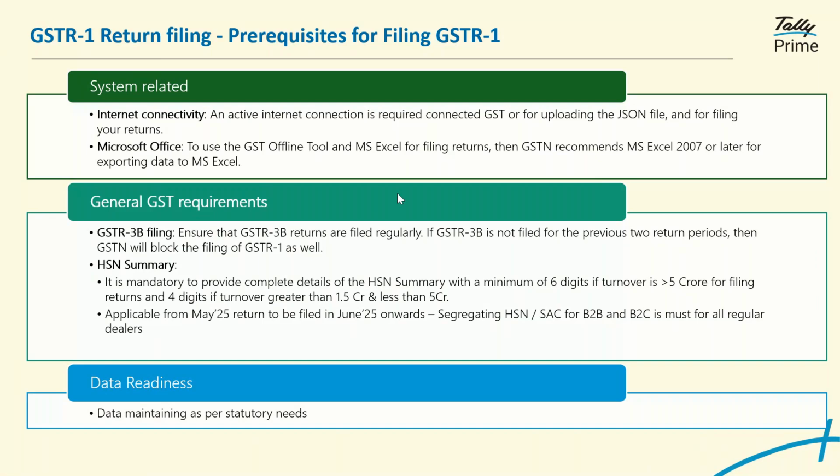And in terms of HSN summary, there was again a rule brought in 2025, that if you are filing the HSN summary, it is very important that you segregate it based on B2B supplies and B2C parties. So if you are a regular dealer, you should have a segregation of the HSN summary for B2B parties and B2C parties. Tally Prime is also helping us with that, so that I can file the returns and make sure my HSN summary is available with me. So this is in terms of GST requirements.